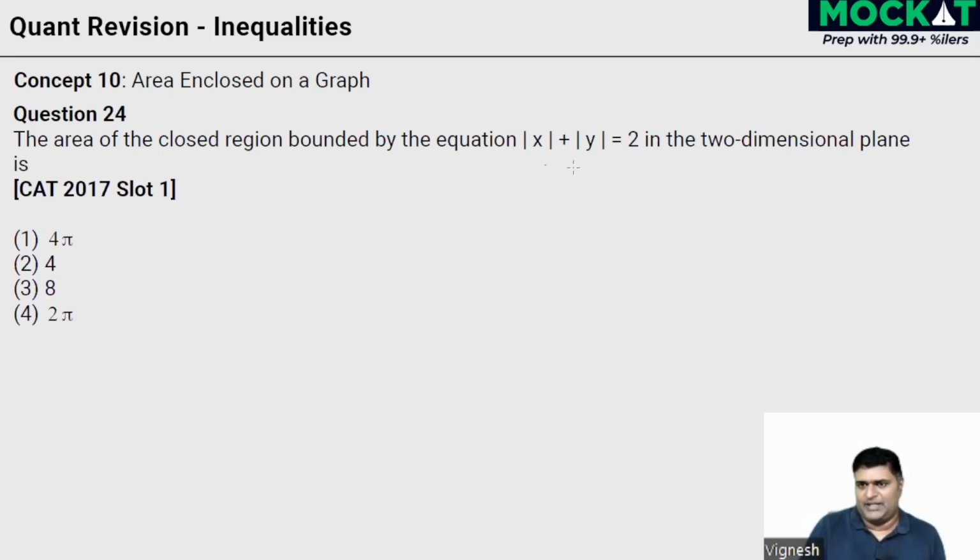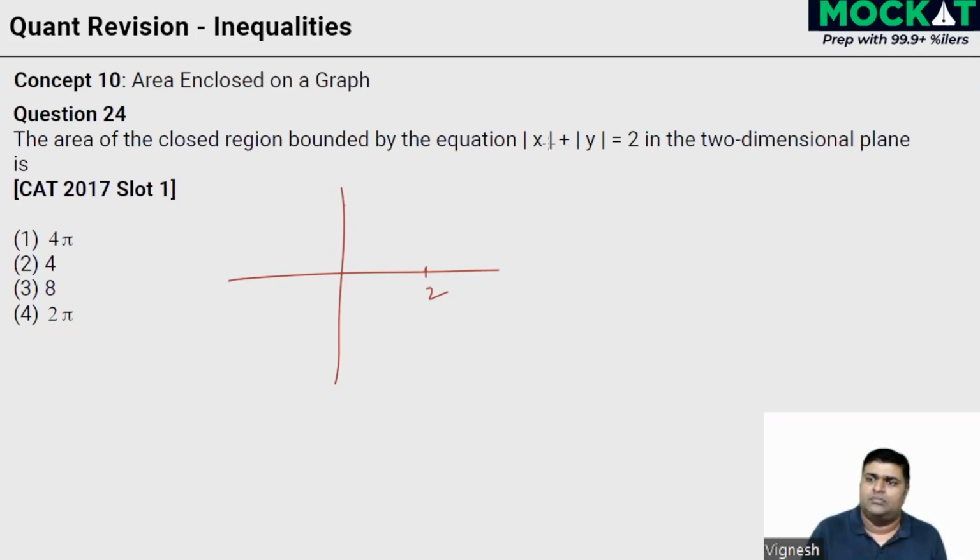The area of the closed region bounded by the equation mod x plus mod y equals 2. So, common type over here. If both are positive, then x plus y is 2. Both are negative, minus x minus y is 2. If x is positive, y is negative, then x minus y is 2, and so on. So remember this. The highest possible value of x over here is 2, when y is 0.